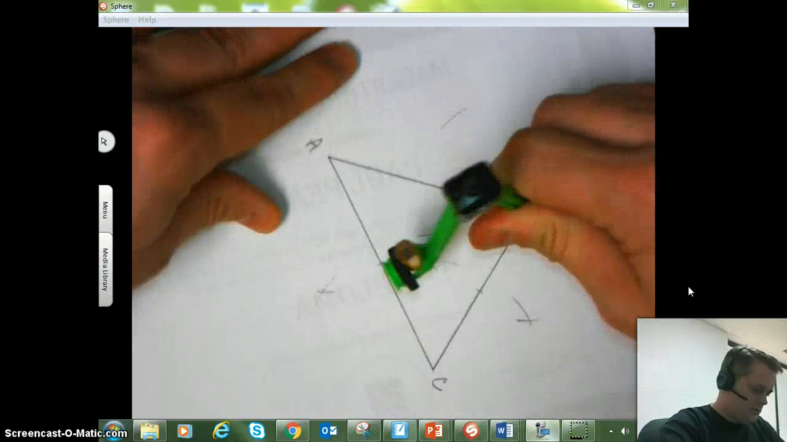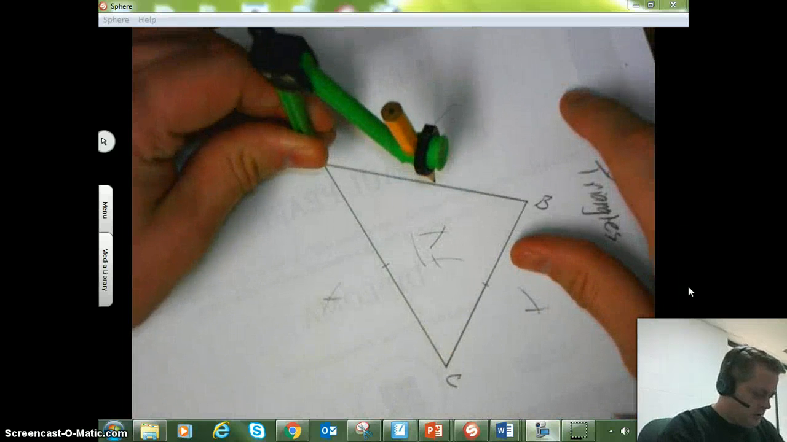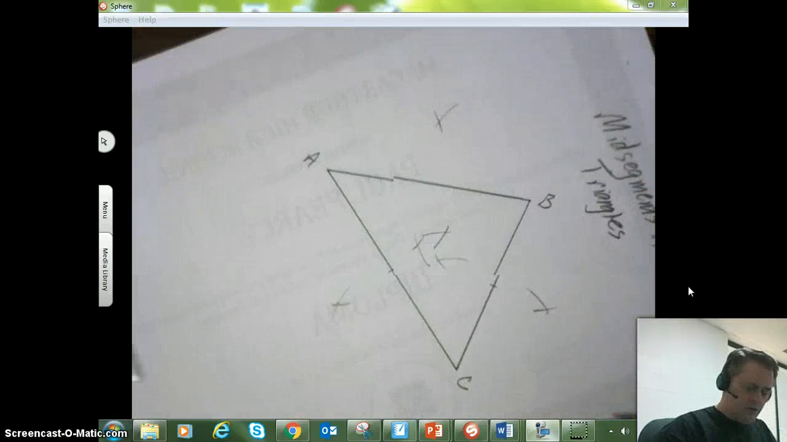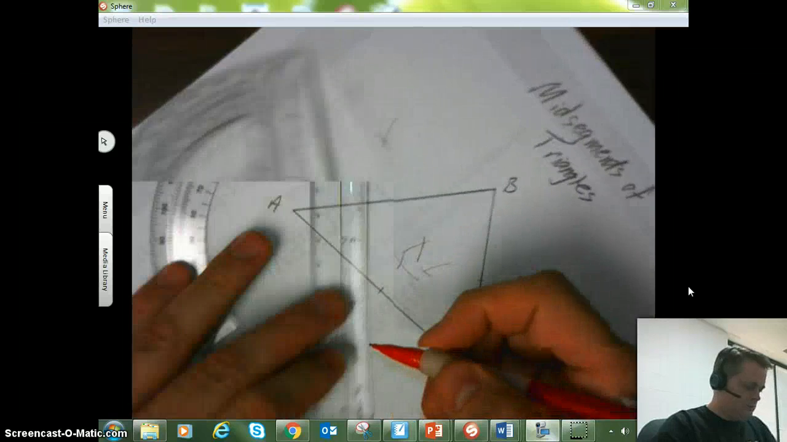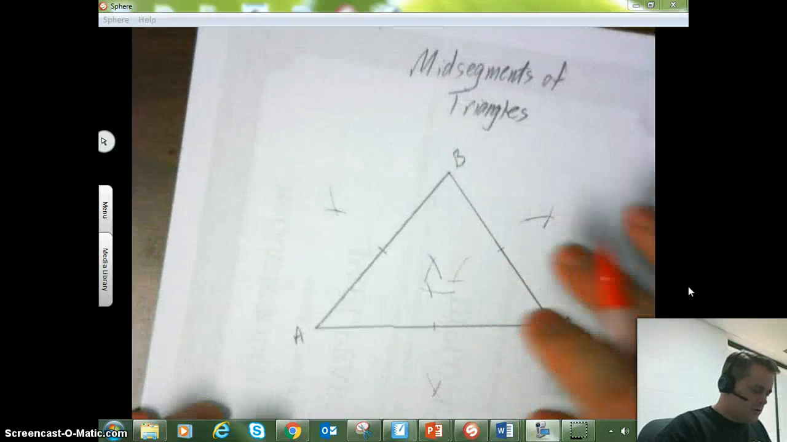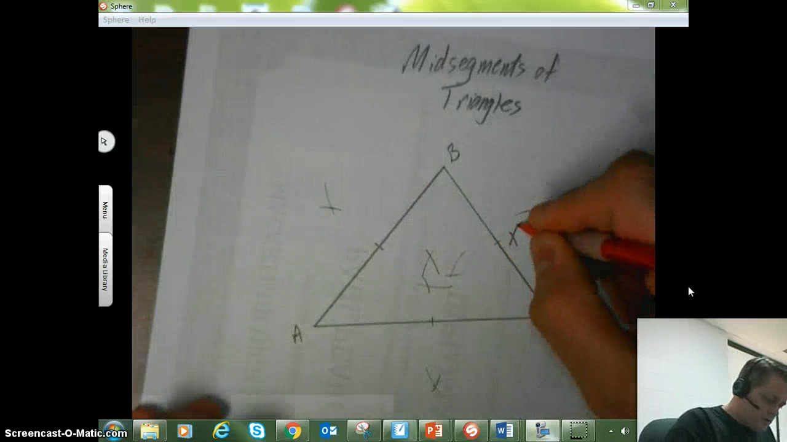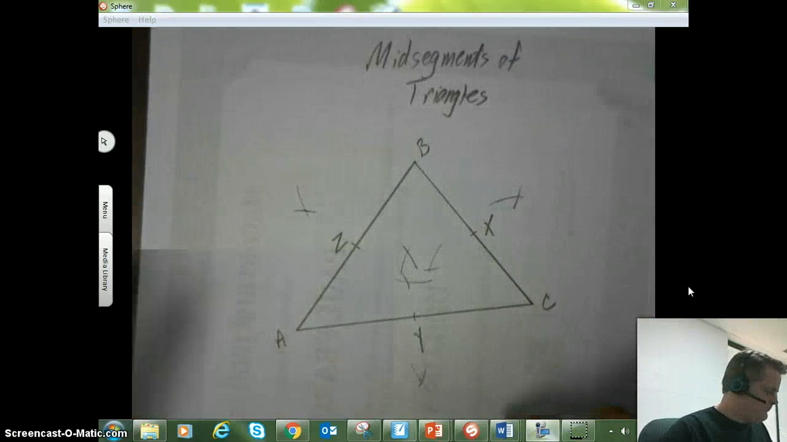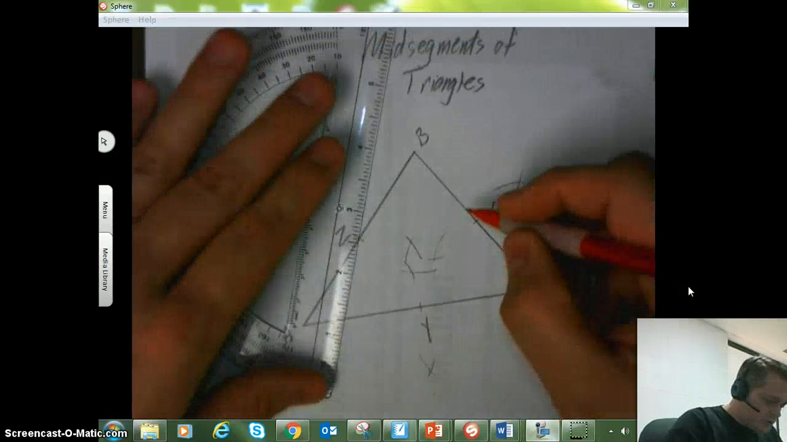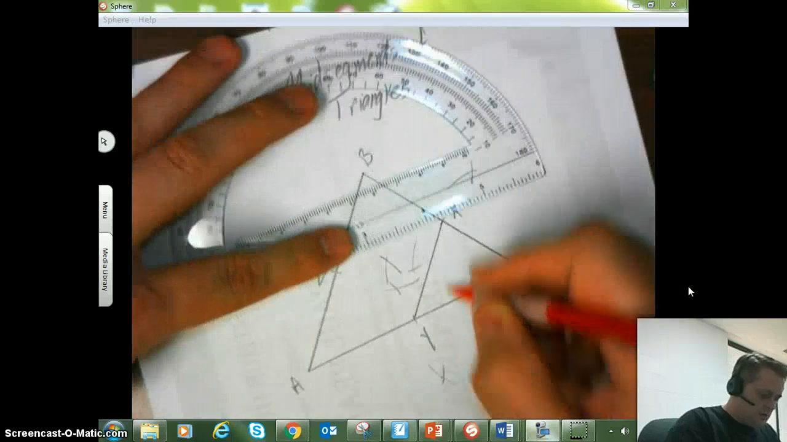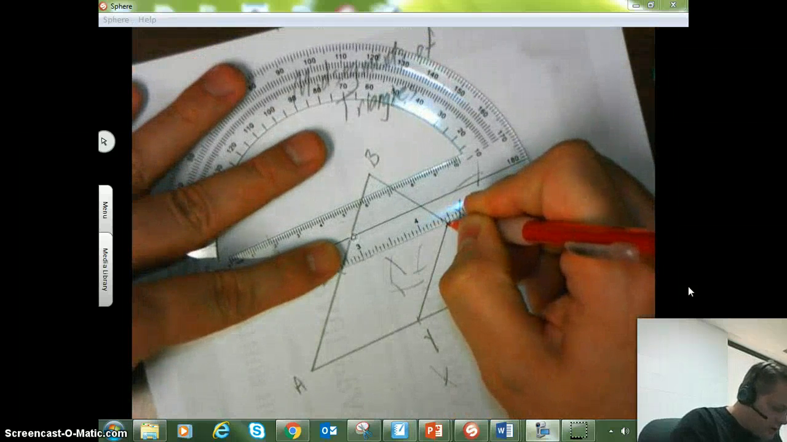And 1, 2. You can see how quickly doing multiple constructions on the same figure can look a little disorganized. Okay, so I'm going to call X, Y, Z those my midpoints. And what I'm going to do with my straight edge is connect the midpoints together to actually make my midsegments.